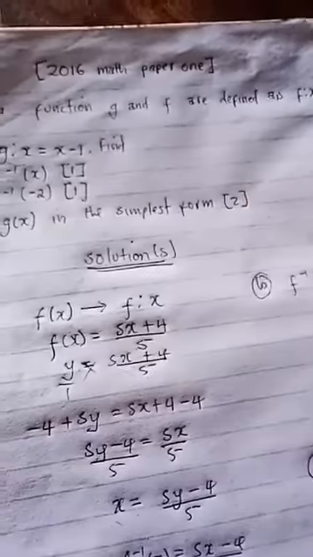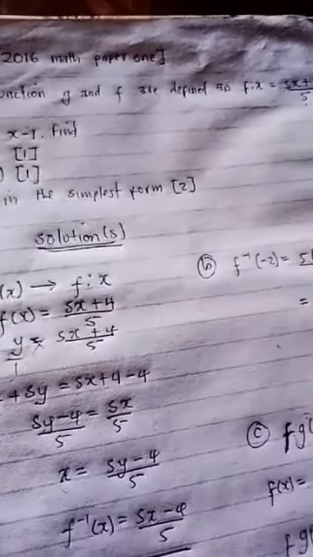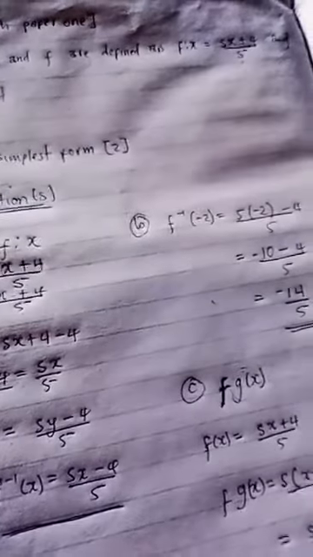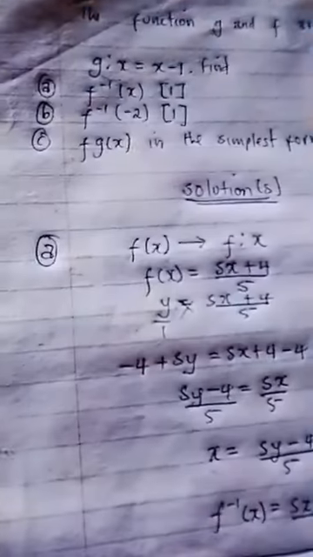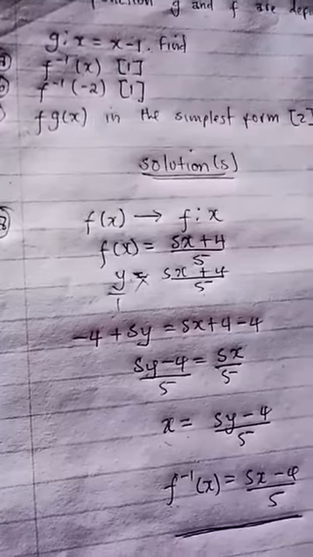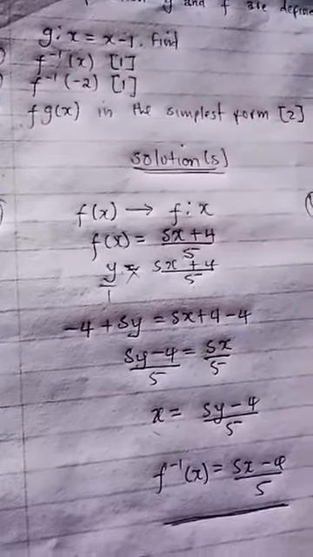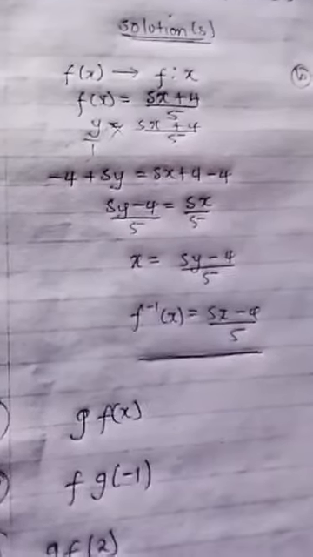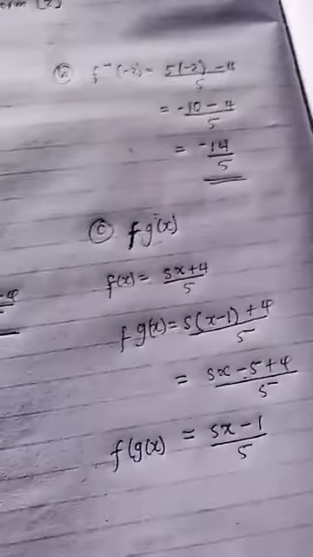So the question was: g and f are defined as f of x, that is the equation for f of x, and g of x was given as that. And then what we were asked to find was f inverse of x, f inverse of -2, and then f g of x in its simplest form. So, and then these were the solutions. You can go through on your free time, try to solve, and then try again as well to answer these.